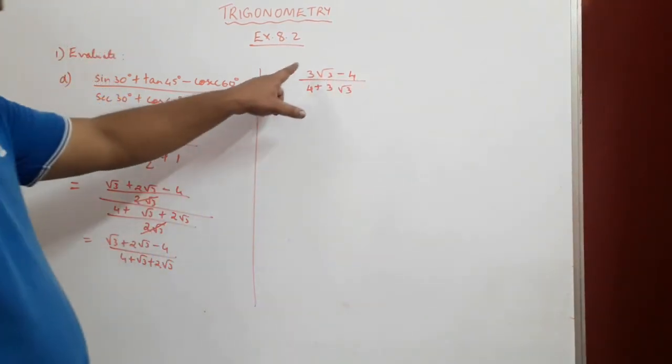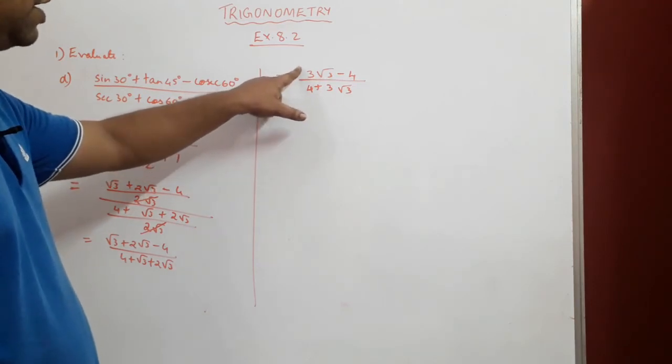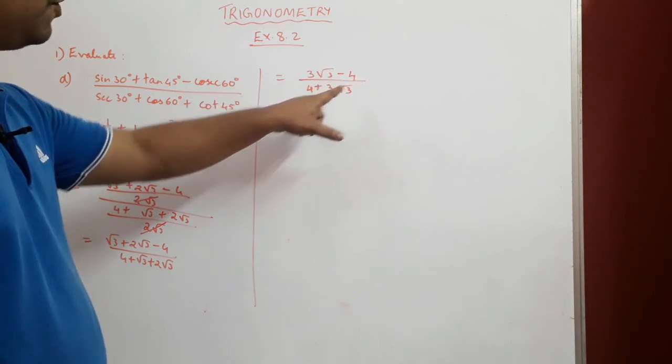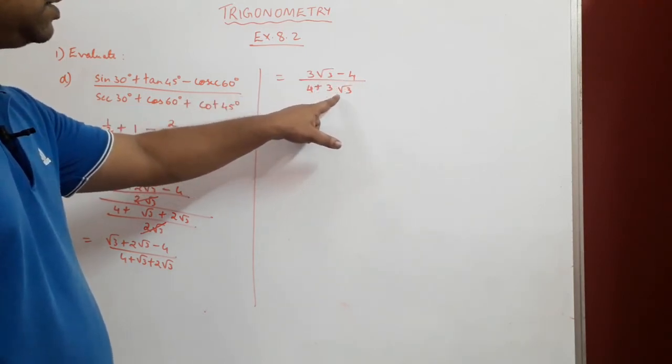Okay, so have a look, it's quite similar. What is there on the top and bottom? 3 root 3 minus 4, and this is 4 plus 3 root 3.